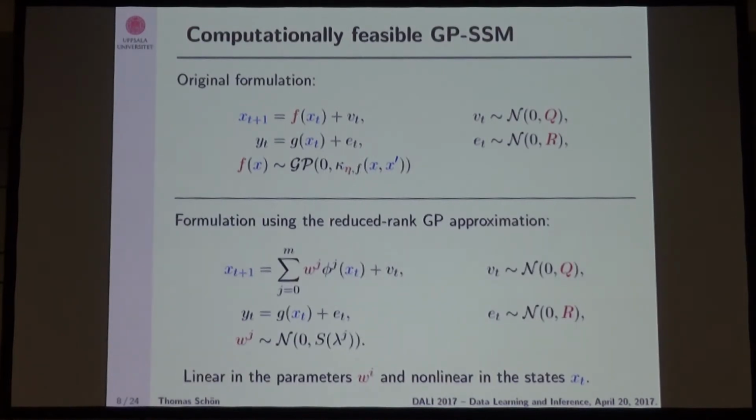So when we use this approximation for the GP, then you get this series expansion basically. And if we look at that, it's actually linear in the red things. It's linear in the parameters, and it's still nonlinear in the states. So that's still challenging. But this is good because we want to do full Bayesian learning of this.